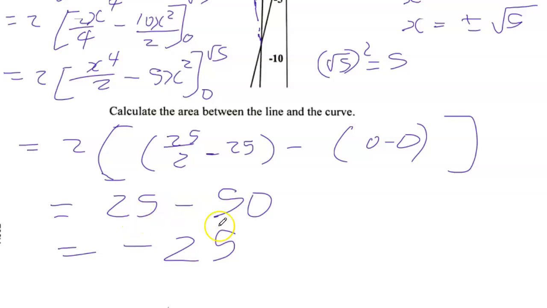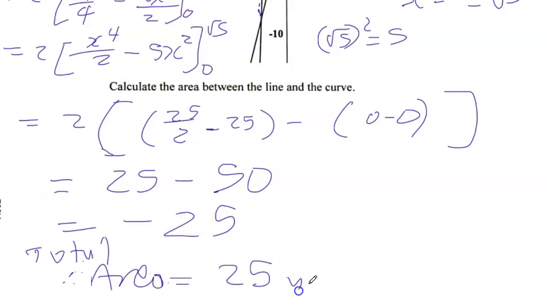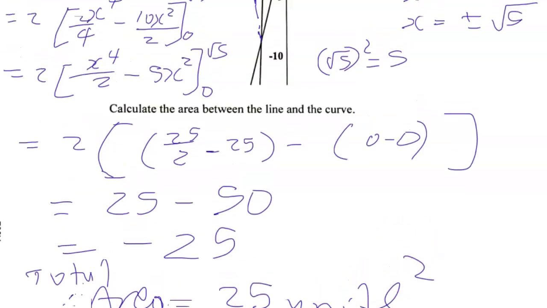And area is a scalar quantity. Therefore, the total area is equal to, with a positive value, 25 square units. Alright, so that's our solution.